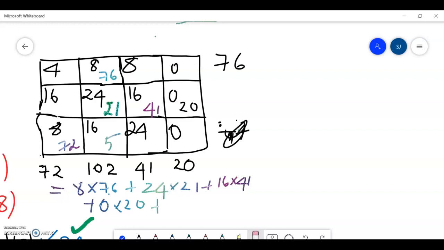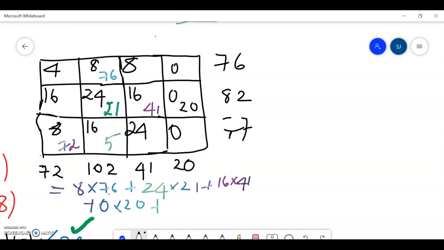77. 77. 82. So how many allocations are there? 1, 2, 3, 4, 5, 6 allocations.